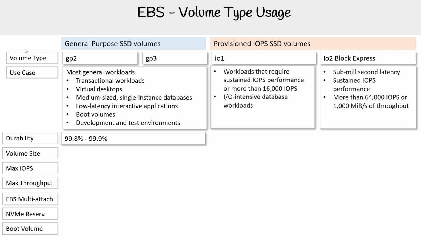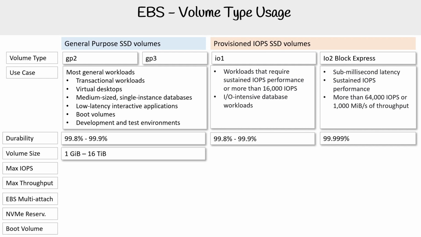For durability, we have 99.8% to 99.9%. For IO2, it's the same. And for IO2 Block Express, it just happens to be 99.999%. The volume size is between 1 to 16 terabytes for GP2 and GP3. For IO2, it's 4 gigabytes between 16. Well, let's say it's gigabits. When you see the I, it's gigabits. So it's 4 gigabits between 16 terabits. And the last one is 4 gigabits between 64 terabits. So a lot of storage for IO2 Block Express.